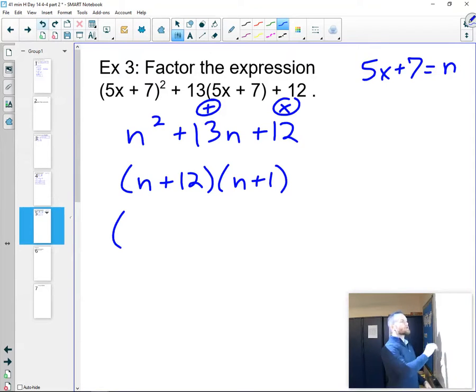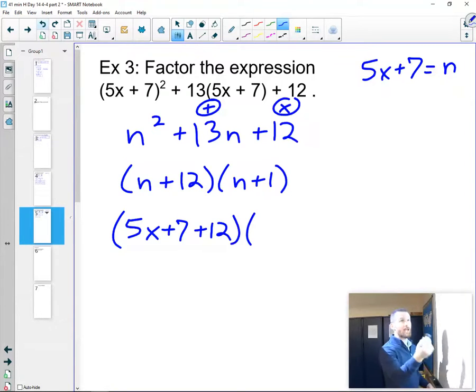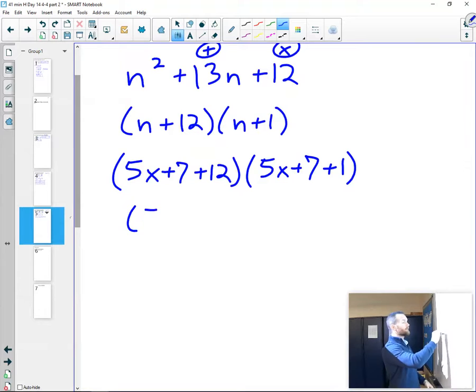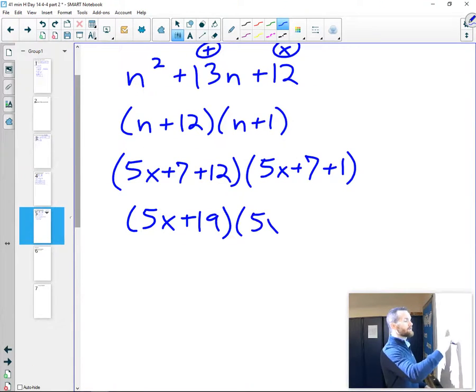So n plus 12, we can rewrite as 5x plus 7 plus 12, times n plus 1, which is 5x plus 7 plus 1. And we just simplify. So we get 5x plus 19 times 5x plus 8. And we are finished.